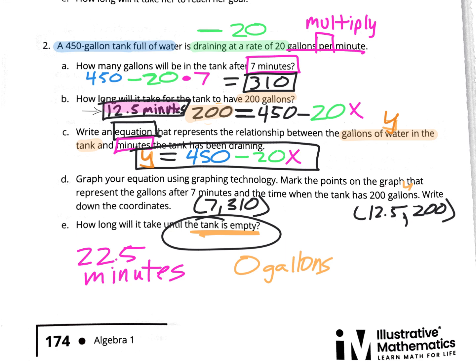So all the answers you should have to receive full credit for this activity in your workbook page: you should have 310. You should have 12.5 minutes. You should have this equation. You should have these 2 ordered pairs. And finally, you should have this many minutes. So please go ahead and double check and make sure you got all that before you turn in your assignment.